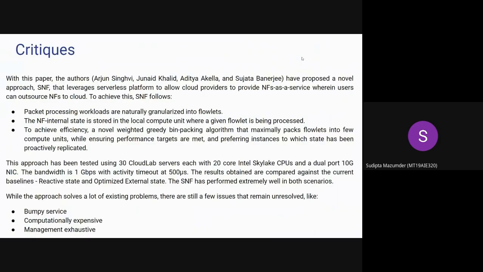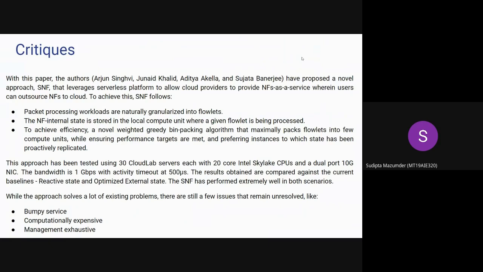We have already seen that the NFaaS methodology is being used here for creating the SNF, where the basic flow is that a packet processing workload is gradually granularized into flowlets. Then the NF internal state is stored in the local compute unit where a given flowlet is being processed. To achieve efficiency, the authors have proposed a new algorithm called the weighted greedy bin packing algorithm. This will maximize packed flowlets into a few compute units and ensures all performance targets are met.